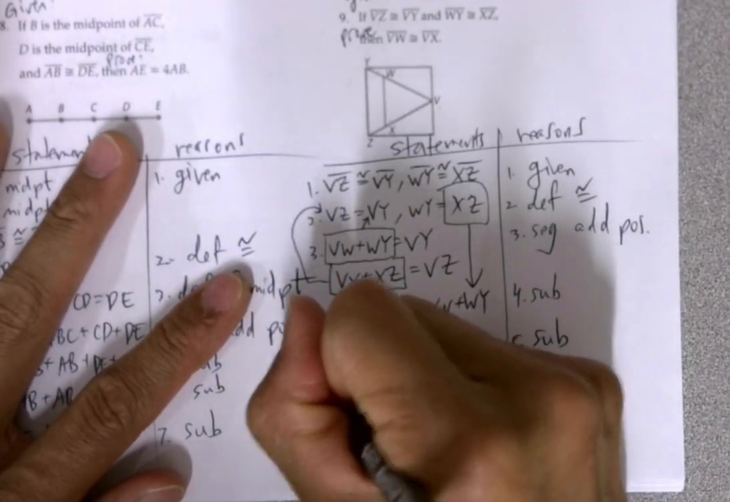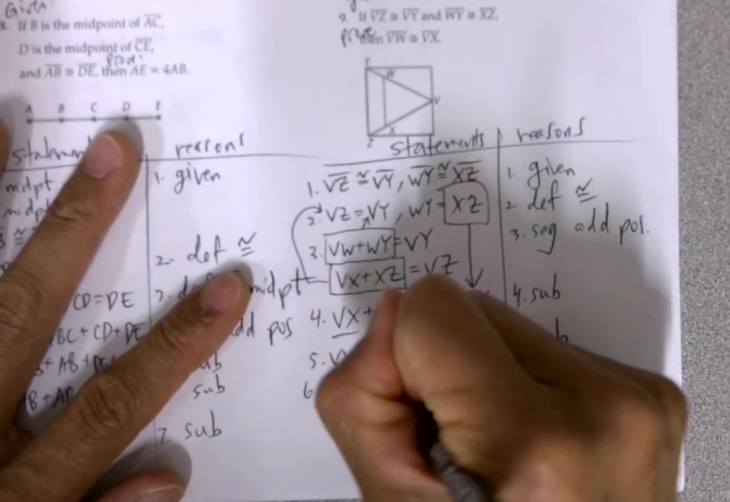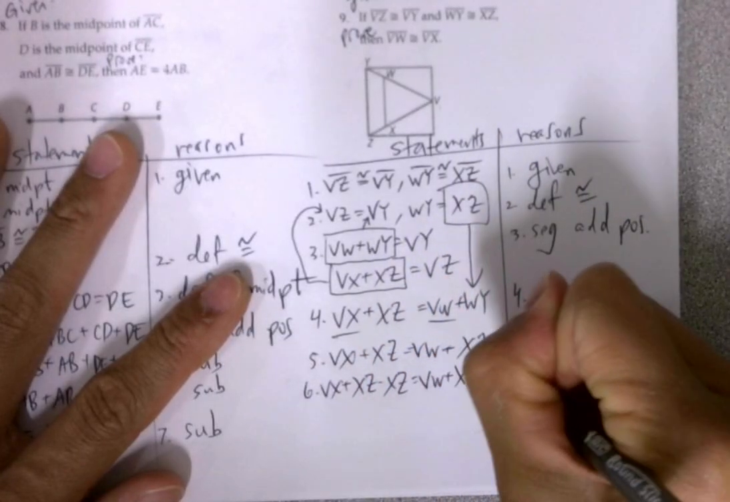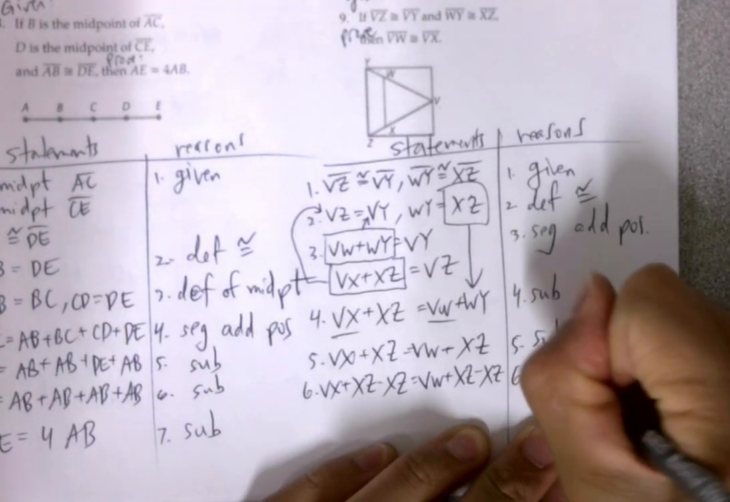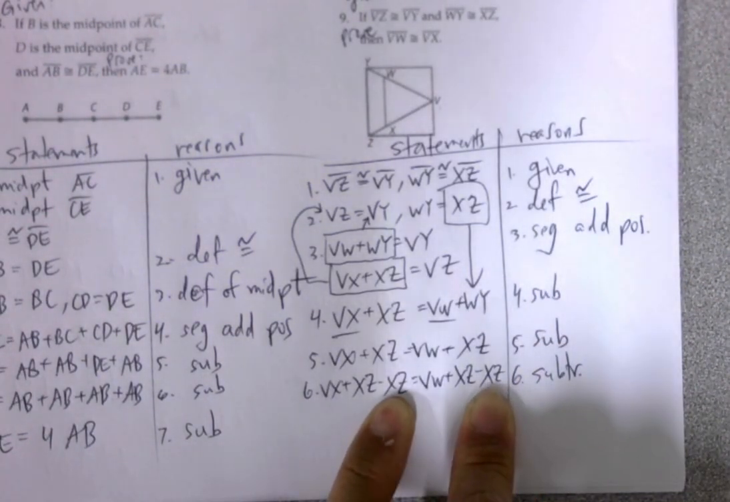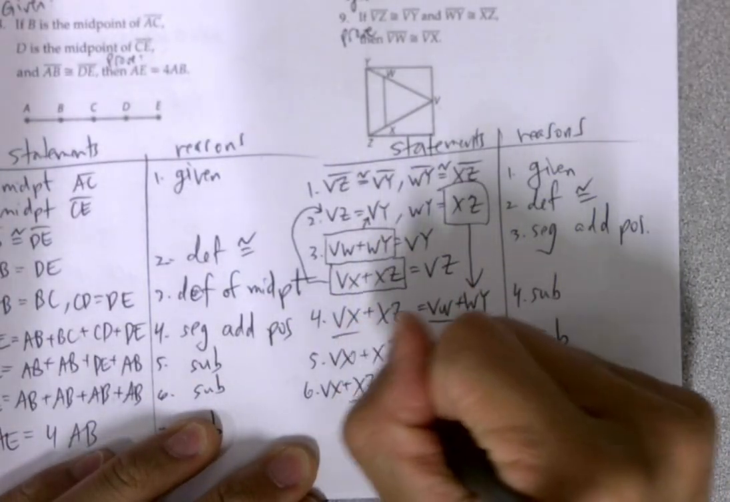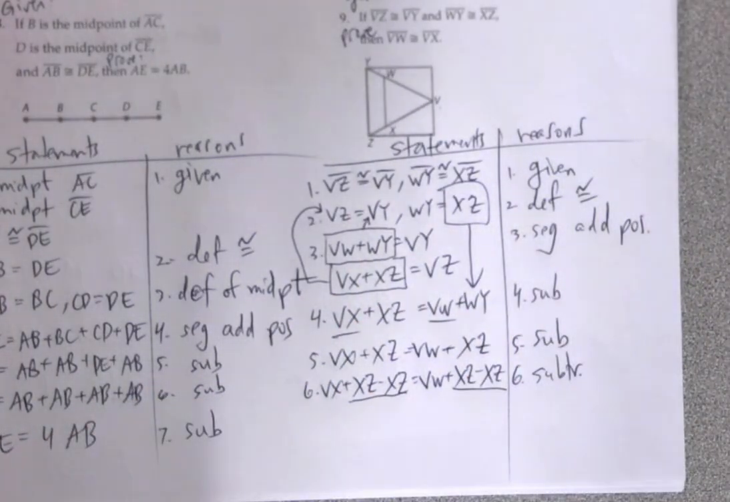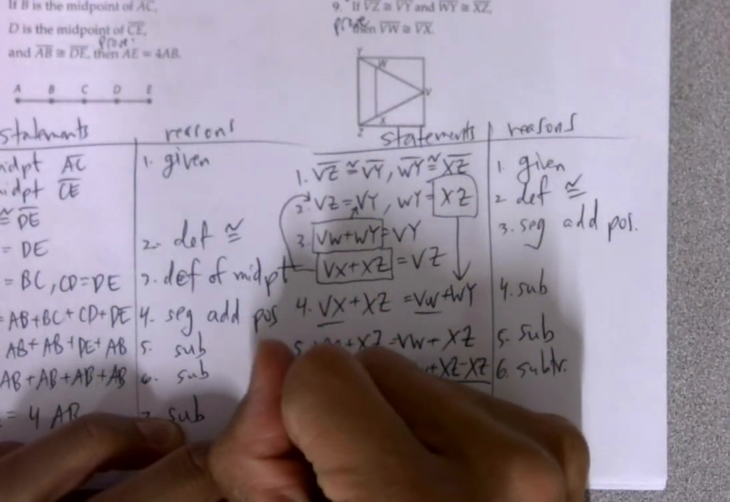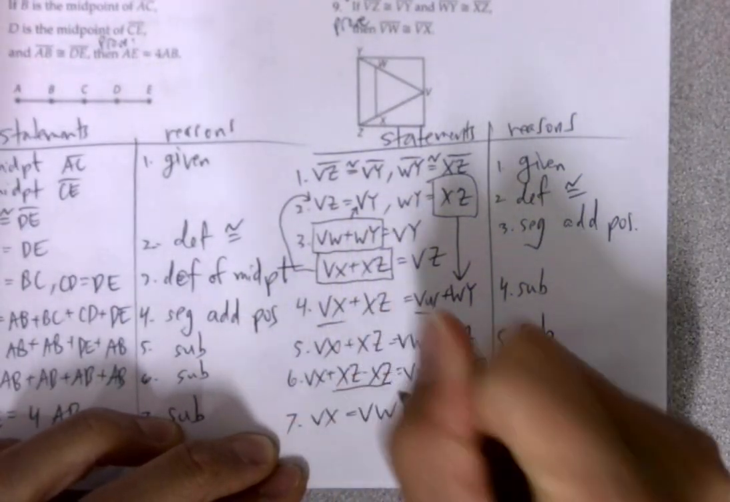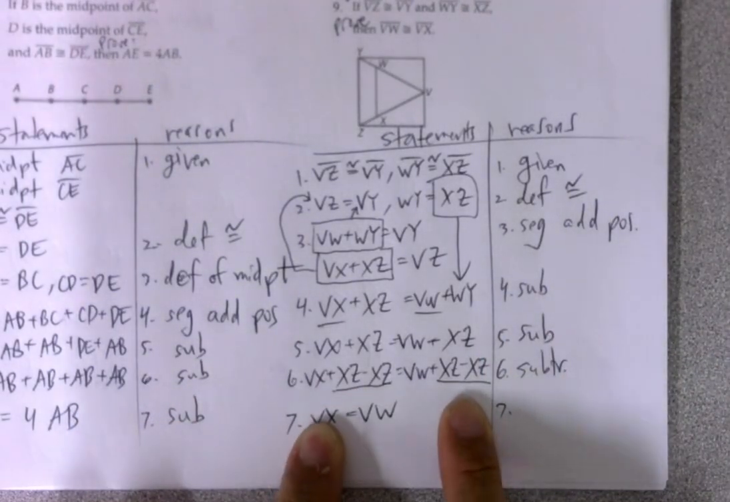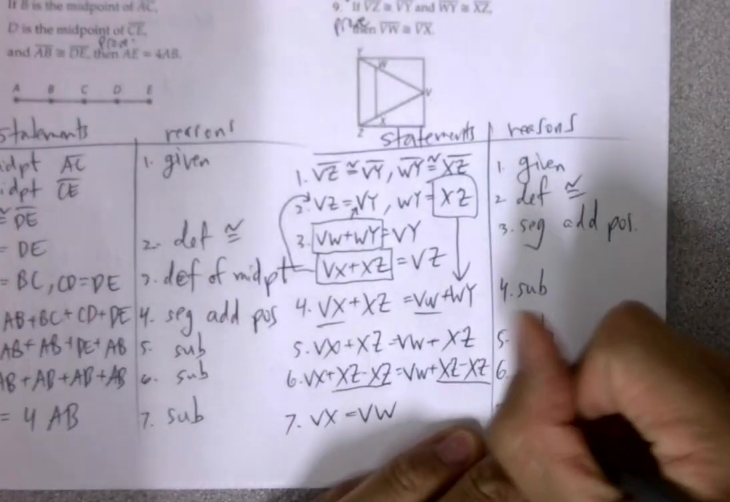So how do I do that? VX plus XZ minus XZ is equal to VW plus XZ minus XZ. 6 is subtraction: subtracting the same number from both sides of the equal sign. Now, this part I'm going to turn into 0, and this part I'm going to replace with 0. These two expressions I'm going to replace with what they're equal to, 0. So 7 is going to be VX is equal to VW. And what's the reason? How can I take this and replace it with 0? It's substitution.